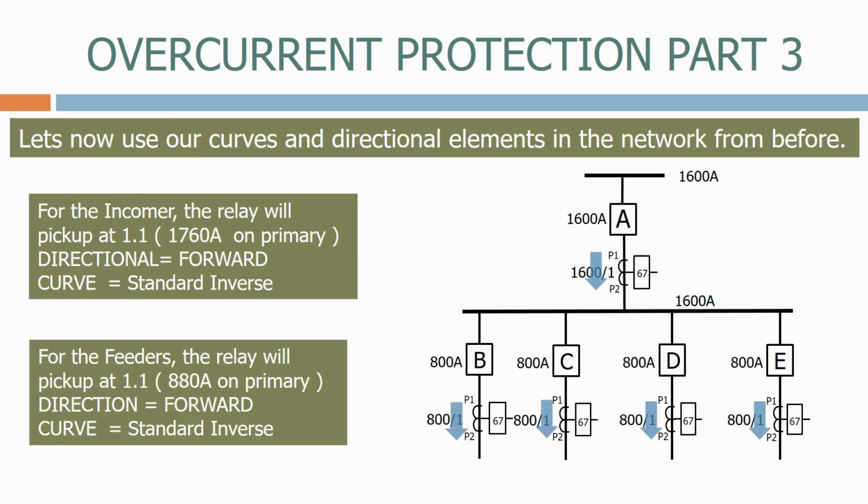For the feeders, the relay pickup is also set at 1.1, which gives a current on the primary of 880 amps. The directional element is set to forward. The curve we choose is standard inverse. Let's now close all of the circuit breakers. Let's now apply a fault on one of the feeders and see what happens.